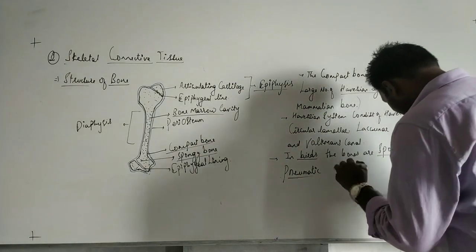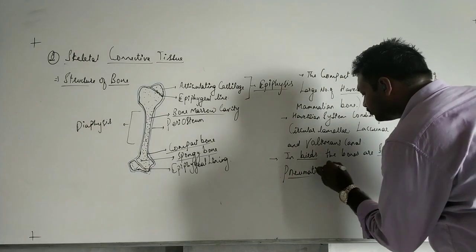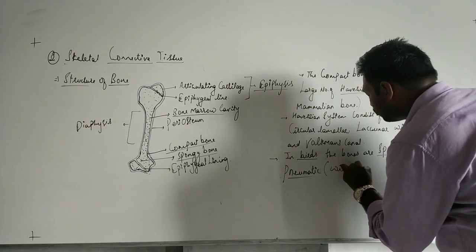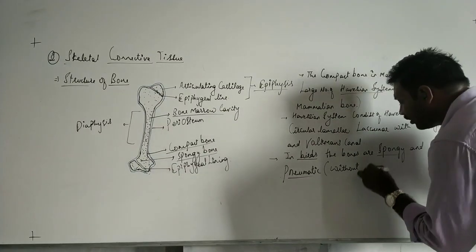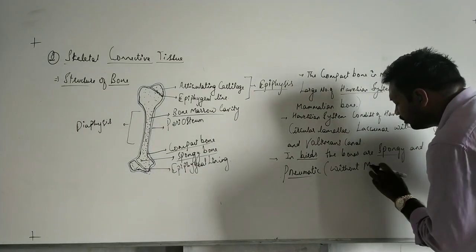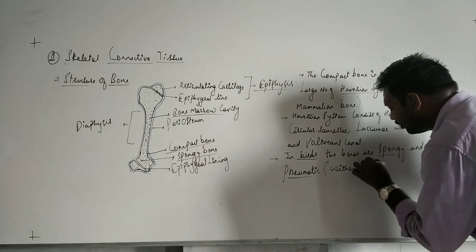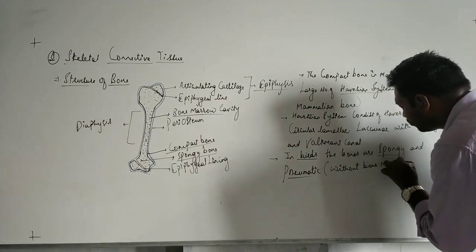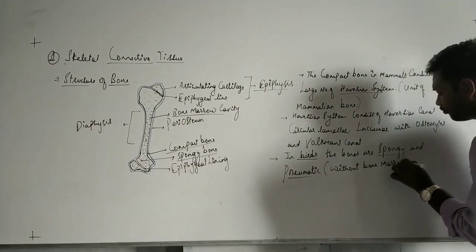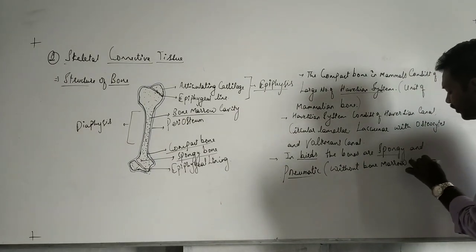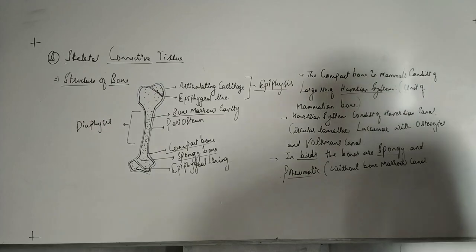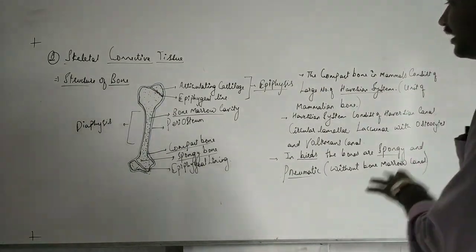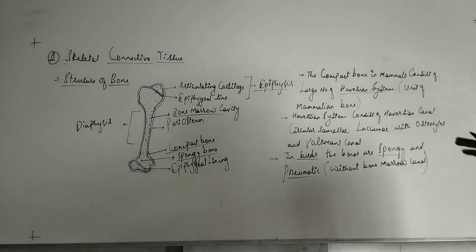So you can write: without bone marrow canal. It doesn't have the bone marrow canal, so that place will be empty of bone. That is about the bone structure.